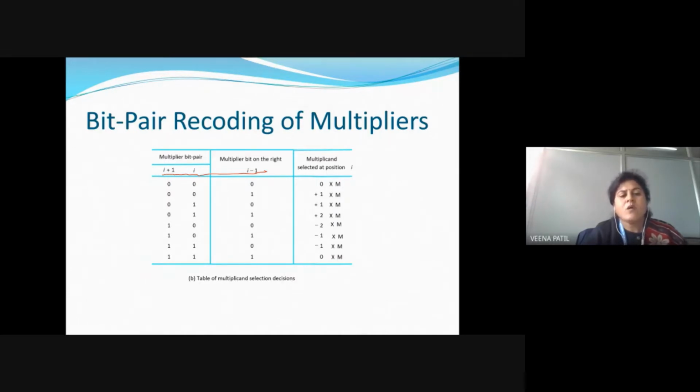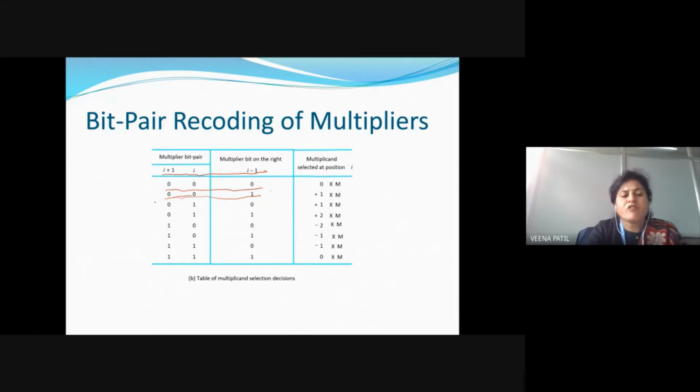Okay. Now we are going to write the bit combination inside the table. That is, we are going to write all the 3 bits to be 0. That is, bit I plus 1 is 0, I is 0, and I minus 1 is 0. Okay. Now I will change the I minus 1 bit. I will keep I plus 1 and I same, and I will just change I minus 1. So I'll make it 1.